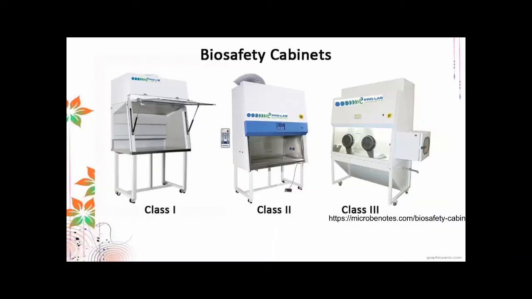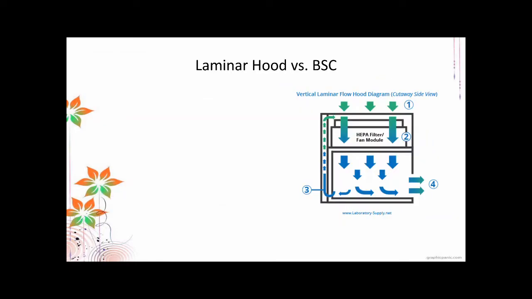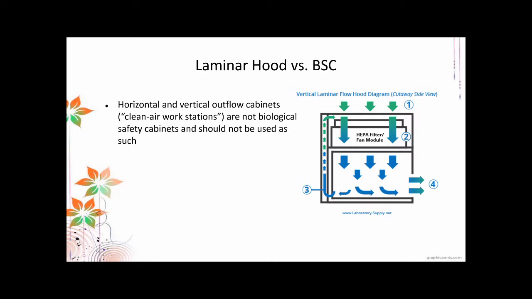So this is a brief overview. We have 3 classes of biosafety cabinets: class 1, class 2, and class 3. Class 3 is known as the glovebox, as you will see later. Now, we also have a laminar hood. What is the difference between a laminar hood and a biosafety cabinet? A laminar hood also has a HEPA filter and a fan, and if you look at it, it is very similar to a BSC, but there is a major difference. Laminar hoods are also known as horizontal and vertical outflow cabinets, or clean air workstations.